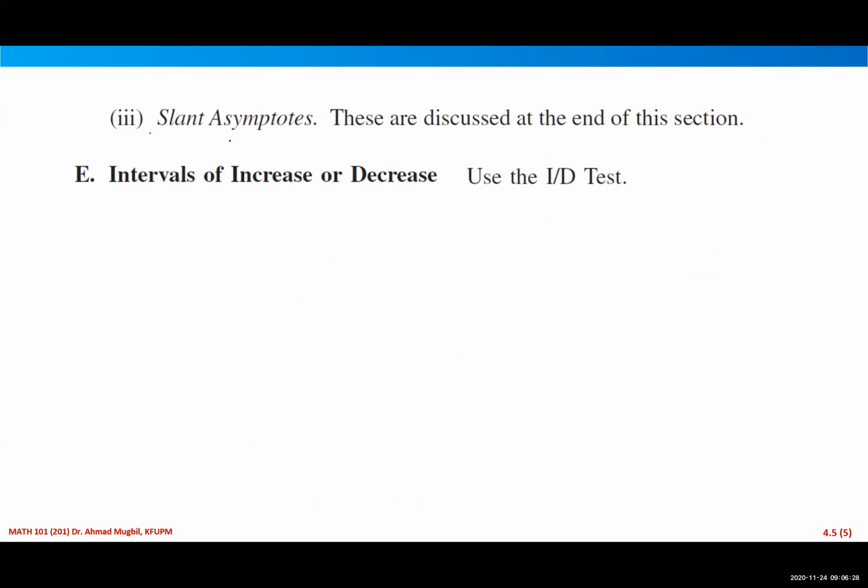The slant asymptotes. This is the main part of this section, guys. How to find the slant asymptotes or the oblique asymptotes. I have noticed that all the old exam questions are about this, because for sketching the graphs and increasing, decreasing, and so on, we have done them before in the previous sections. The interval of increasing and decreasing, you know that the function is increasing if the derivative is positive.